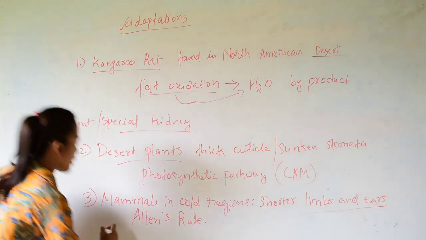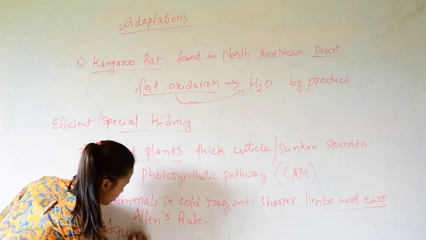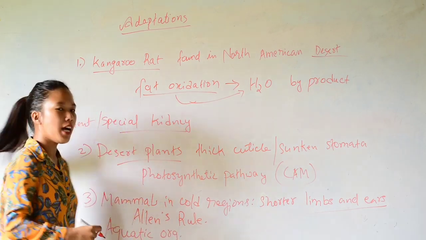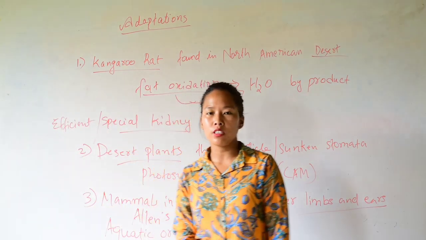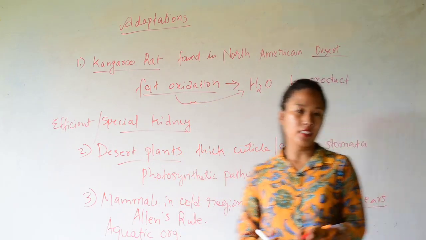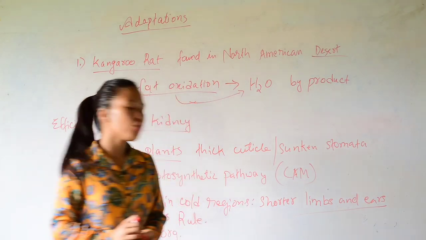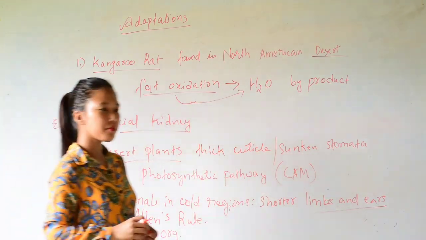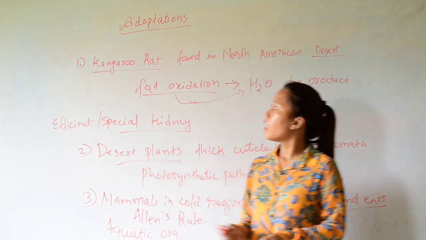And aquatic organisms have a thick layer of fat below the skin, which acts as an insulator in order to prevent heat loss. So the next one, again we will discuss some more adaptations.